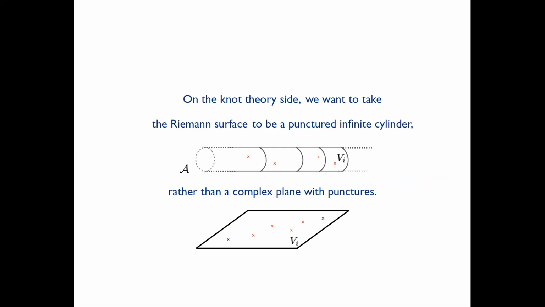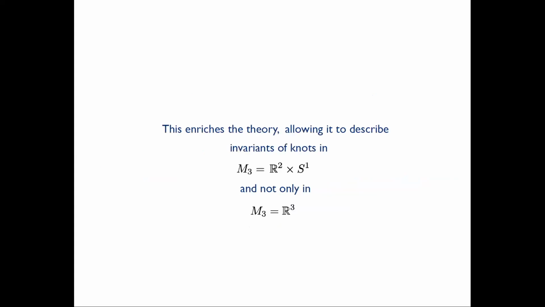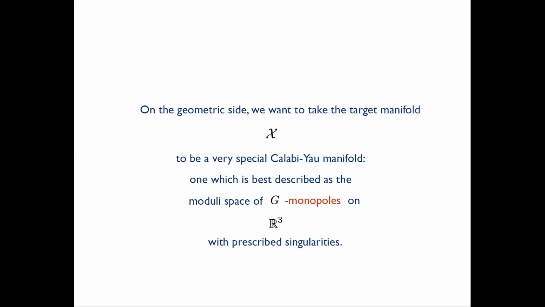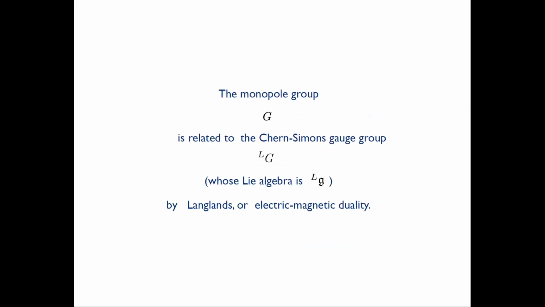On the knot theory side, you want to take the Riemann surface to be an infinite cylinder rather than a complex plane. So this will allow us to describe links in R2 plus 1, not just in R3. And we'll also specialize the Lie algebra to be simply laced. On the geometric side, we'll take our target space to be a very special Calabi-Yau manifold, which you can think of as the moduli space of monopoles on R3, with prescribed singularity. So that's a singular monopole there.